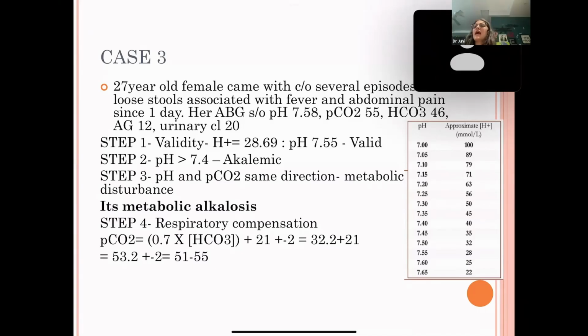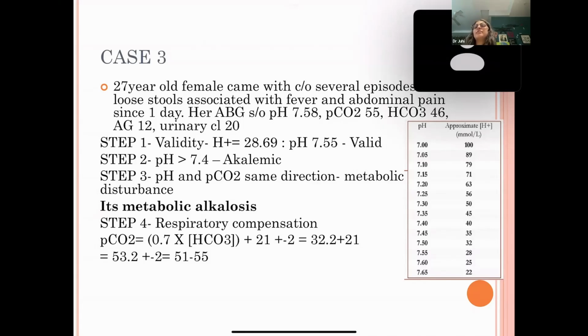Metabolic. So it's a metabolic alkalosis. Okay. Now we'll look for the compensation. So who will compensate for metabolic? Respiratory will. So respiratory compensation. So remember two formulas. One was the Winter's and one was for alkalosis.